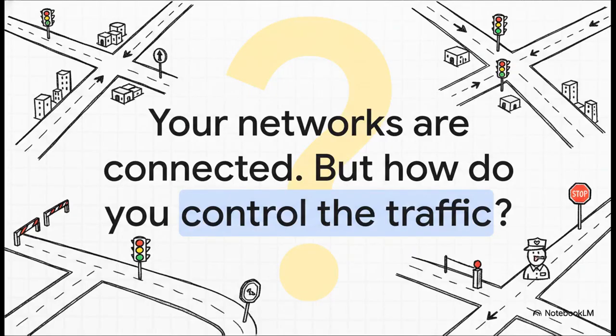So our networks are connected. We've built the highways between our cities. But our job isn't quite done. There's a huge question we haven't answered yet. How do we control the traffic? How do we become the traffic cops on these highways, deciding exactly who is allowed to go where? Well, that's a fantastic question, and it's exactly what we're going to dive into in our next explainer.